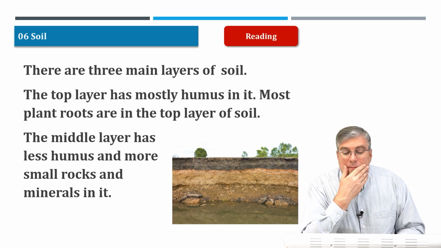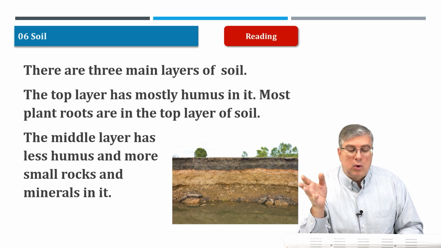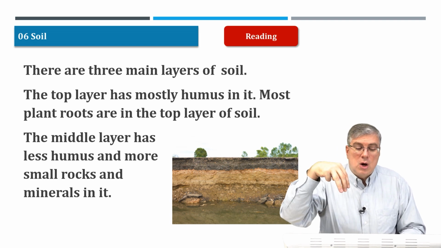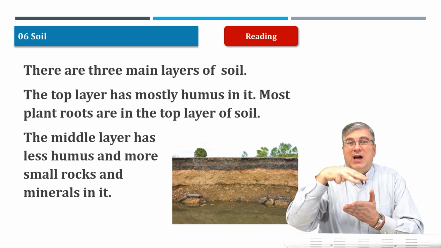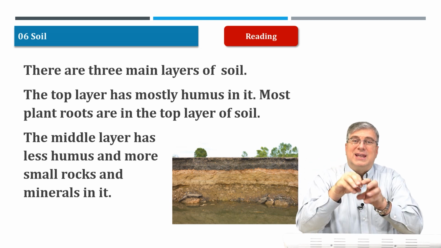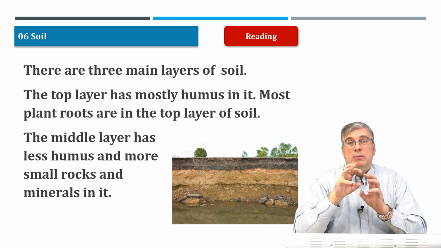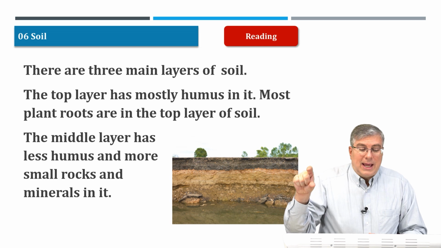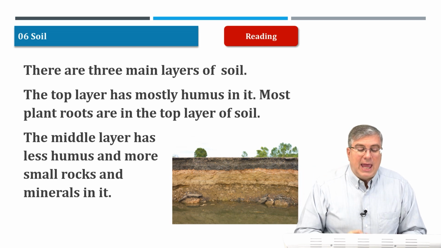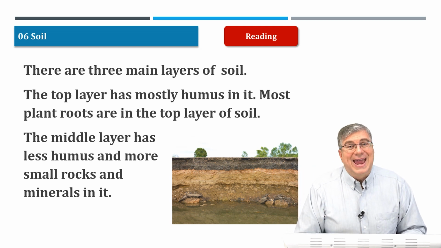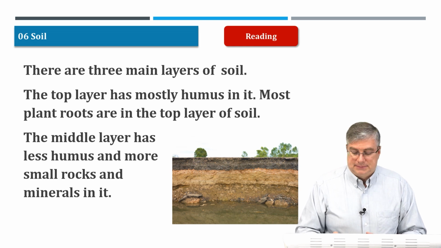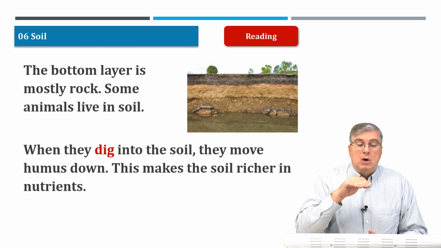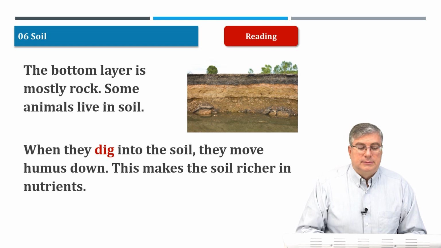Let me interrupt here. And this is why topsoil is so important, because the top layer has mostly humus in it. When plants grow, their roots are usually in the top layer of soil because they're getting the nutrients from the humus. Okay, let's continue. The middle layer has less humus and more small rocks and minerals in it. The bottom layer is mostly rock.